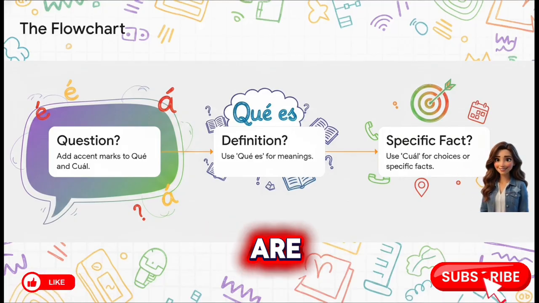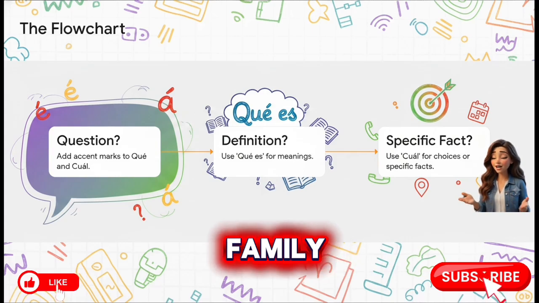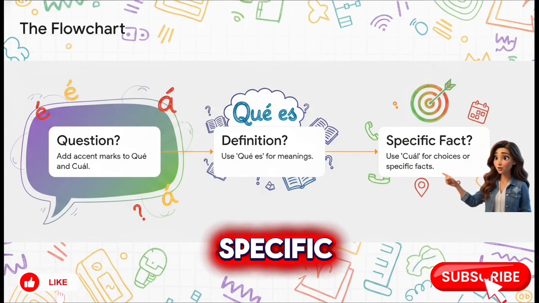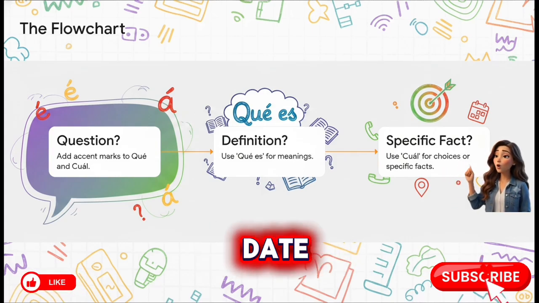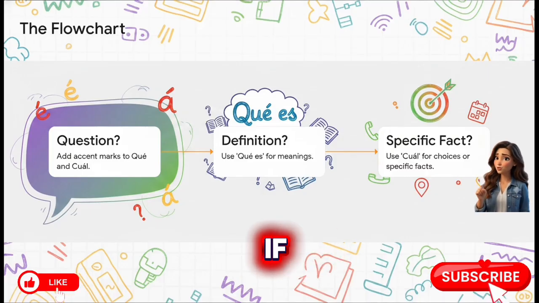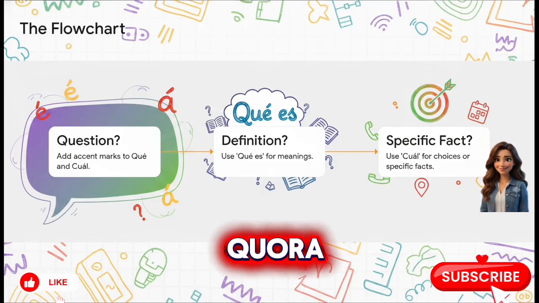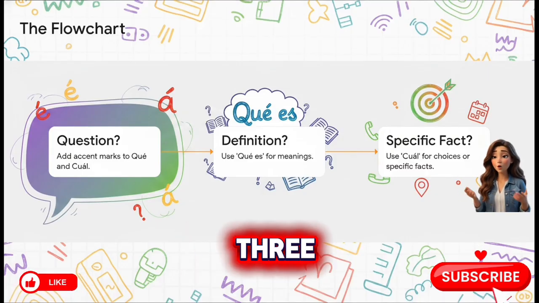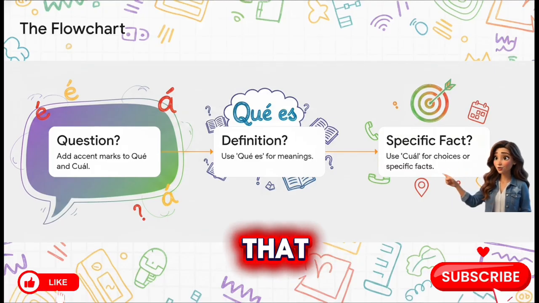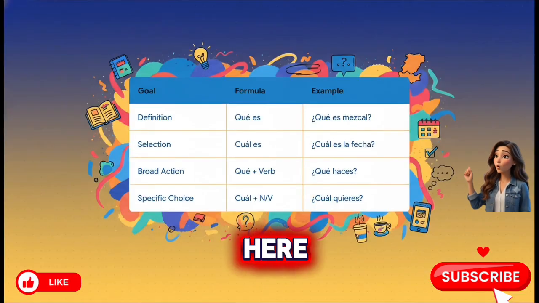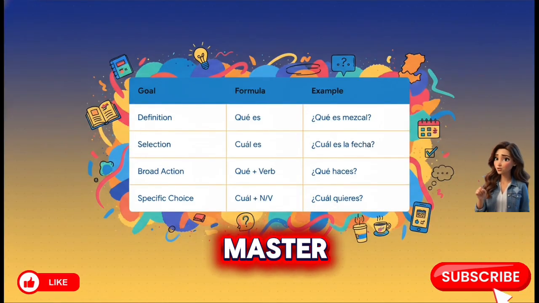Step 3, are you asking someone to choose from a specific family of items or asking for a specific fact like a phone number, a date, or a capital city? If yes, your absolute go-to is cuál. I promise you, following these 3 simple steps will remove so much of that second guessing from your mind. So here is your ultimate summary, the Master Cheat Sheet.